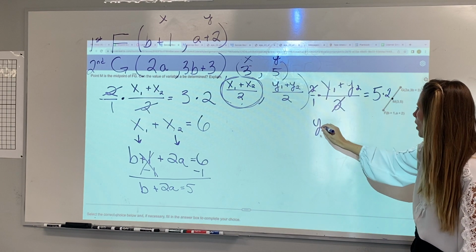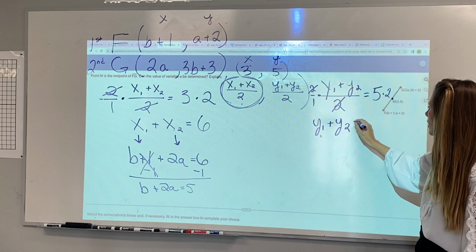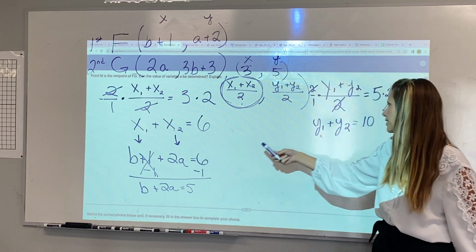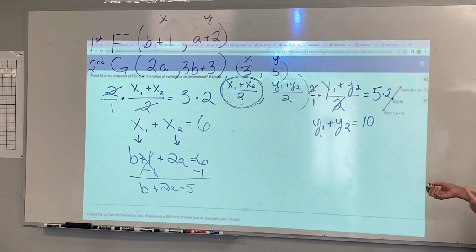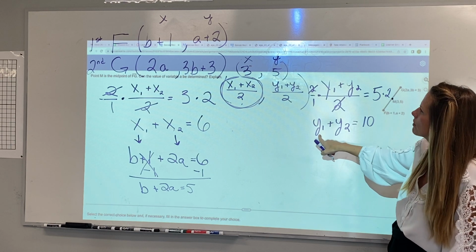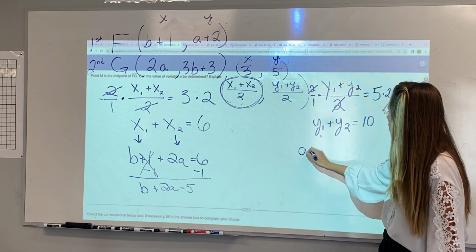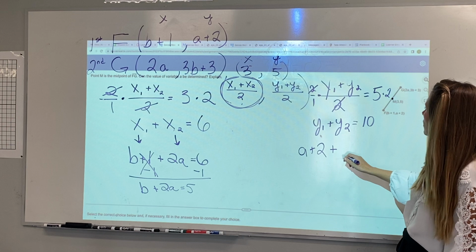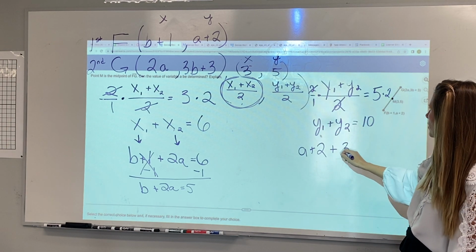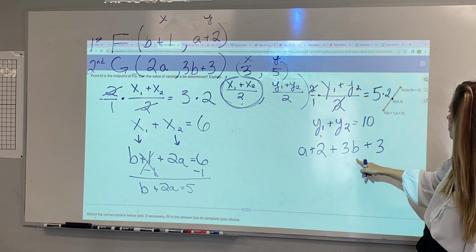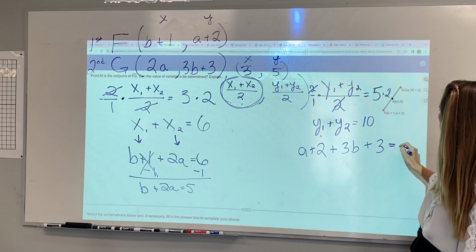So I have my y1 plus my y2 equals 10. Now, what did we do over here that we can use for the next step? I started plugging in my values for the first point. A plus 2, you guys are getting this, a plus 2, and again, I'm gonna cut out the parentheses, because everything's positive. Plus my y value of my second point, 3b plus 3, very good. A plus 2 plus 3b plus 3 equals 10.